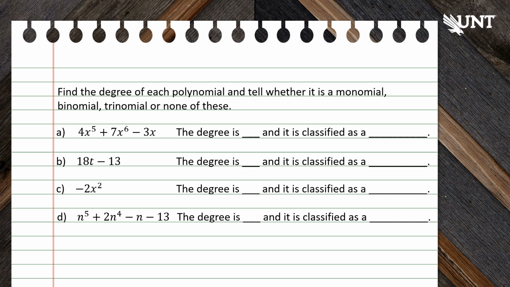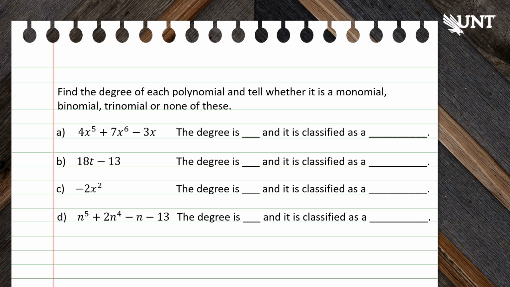Find the degree of each polynomial and tell whether it is a monomial, binomial, trinomial, or none of these. Example A, we are given 4x to the 5th plus 7x to the 6th minus 3x. And we need to fill in the blanks. The degree is blank and it is classified as a blank.